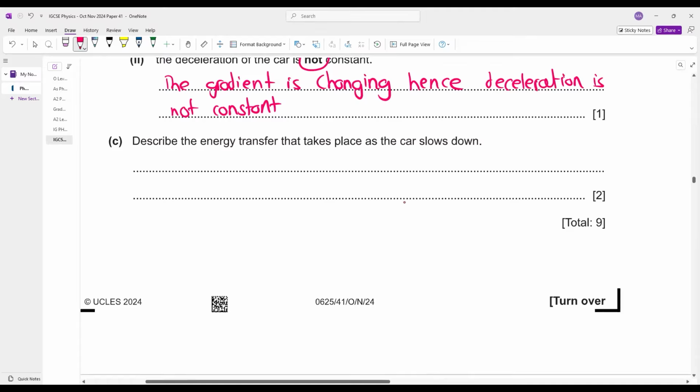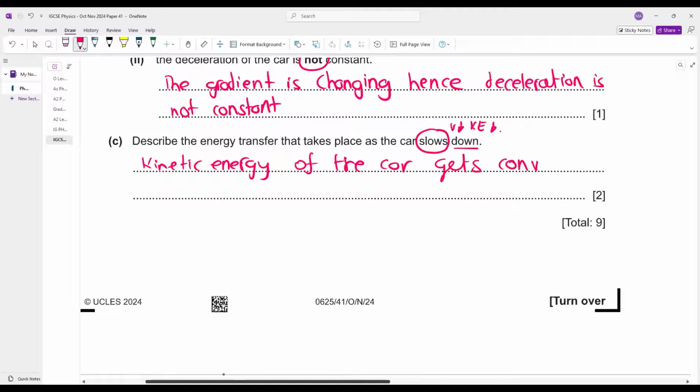Describe the energy transfer that takes place as the car slows down. बेटा जैसे ही car slow down कर रही है, what is happening? The velocity is decreasing. The kinetic energy decreases. There is a loss in kinetic energy. This kinetic energy gets converted into thermal energy. Kinetic energy of the car gets converted into thermal energy. Simple. आगे बढ़ते हैं बेटा. Let's move ahead.